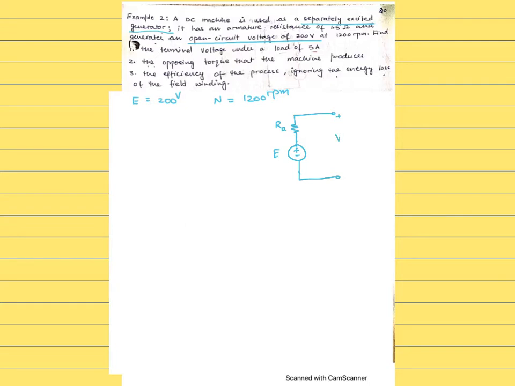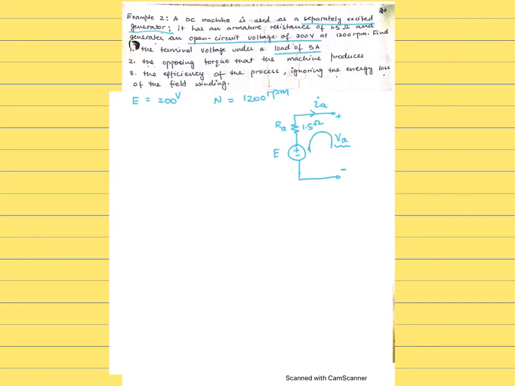And since it's a generator, I'm going to have the current flowing from the machine into the external terminals. R is 1.5 ohms. E is 200 volts. So the first part is we need to calculate the terminal voltage under a load of 5 amperes. Okay, so we have to calculate this, but not at no load. It is under a load of 5 amperes.